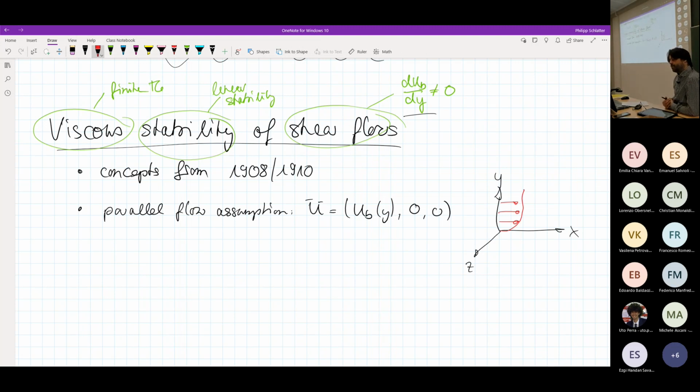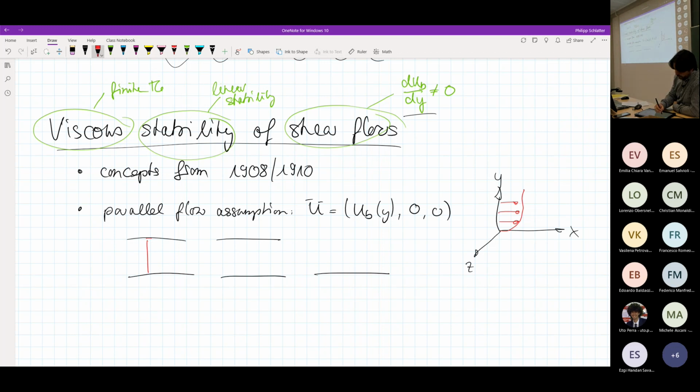And it will, of course, make our analysis simpler because many of the derivative terms will actually fall out. So we will not have so many terms in the end. But at the same time, it still allows quite some complex flows. So just think of the various flows that we talked about in this course so far.